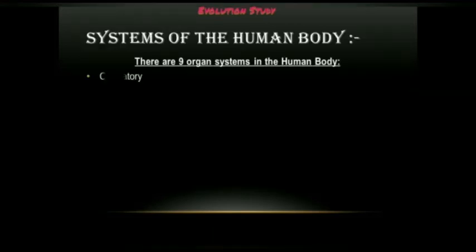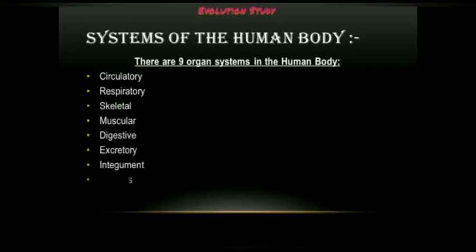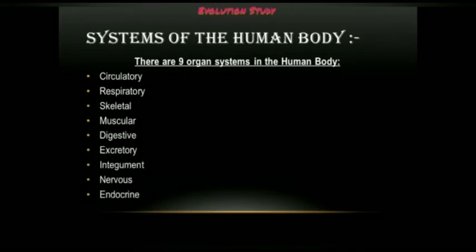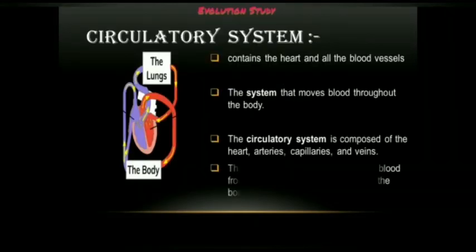Now let's talk about the systems of the human body. There are 9 organ systems in the human body: circulatory, respiratory, skeletal, muscular, digestive, excretory, integument, nervous and endocrine. Now, what is the circulatory system?